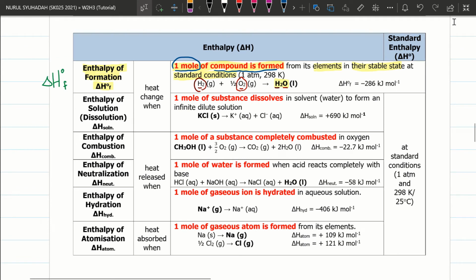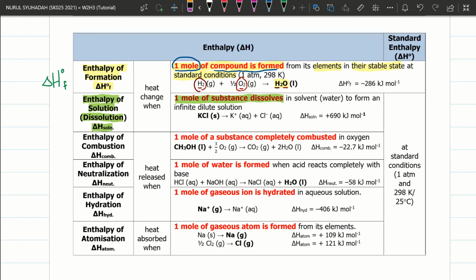So the second one is enthalpy of solution, also known as enthalpy of dissolution. The symbol is delta H solution. The definition is heat change. It can either be heat released or heat absorbed, not specifically only one. It is the heat change when 1 mole of substance dissolves in solvent to form an infinitely dilute solution.